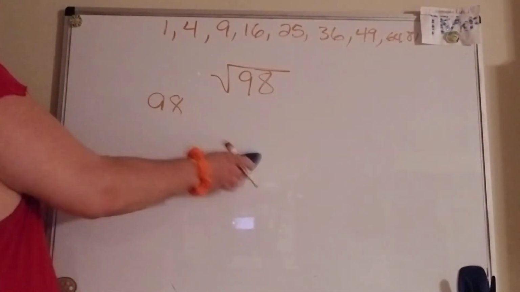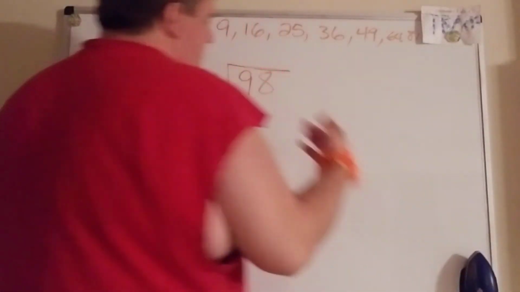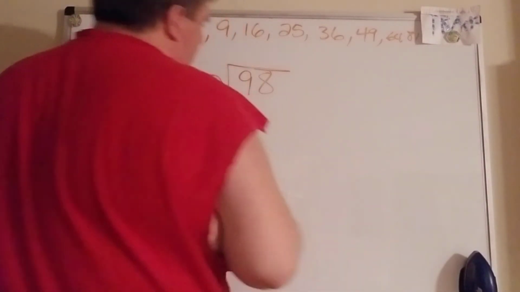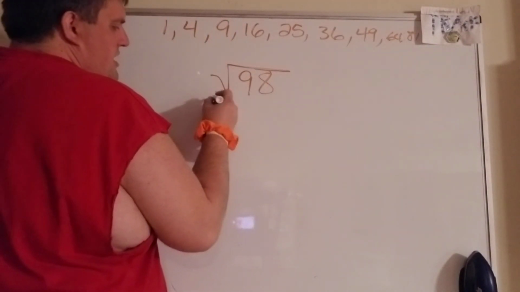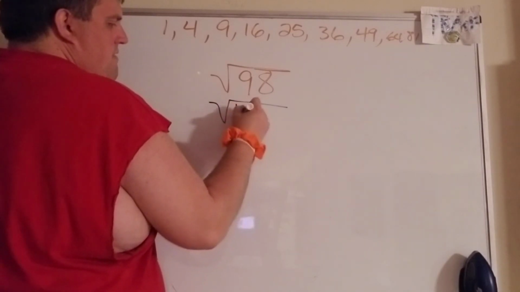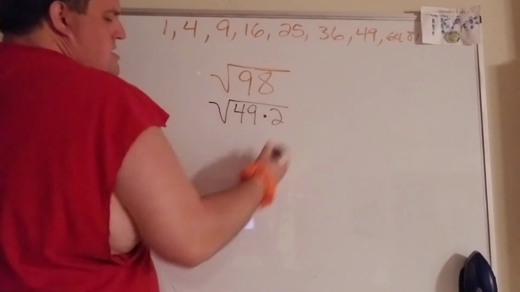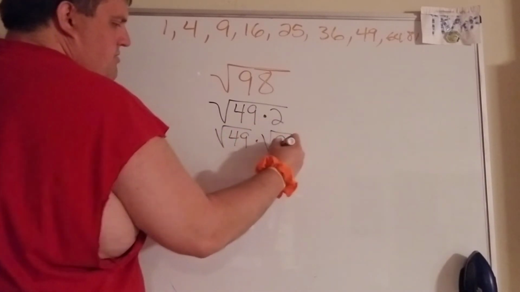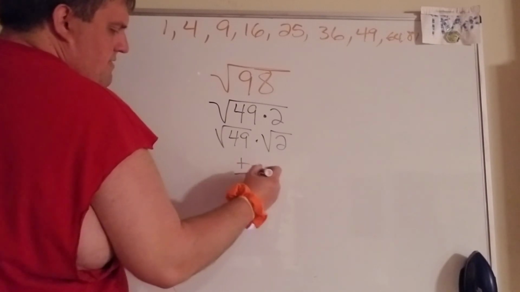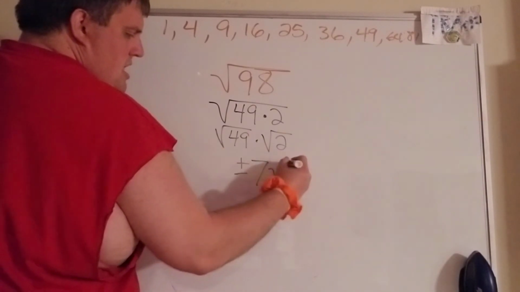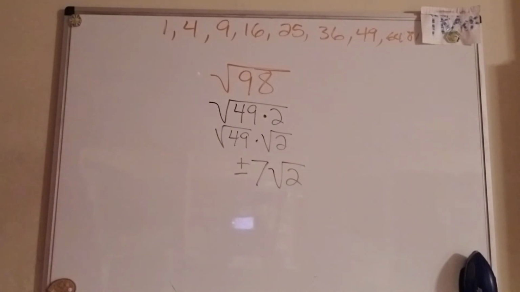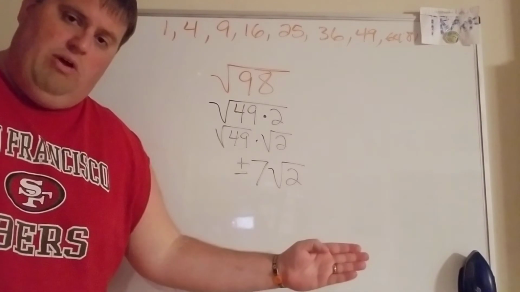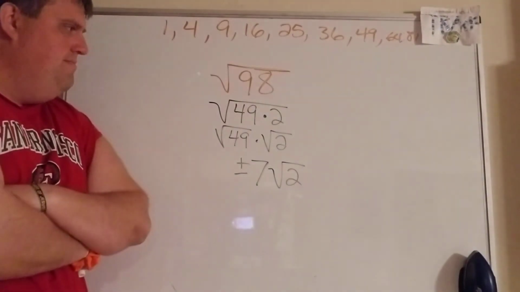Some of you are probably never going to do that, and you're just going to look for the perfect square that breaks down and go from there. So, for example, we just said that this is 49 times 2, and that is just the square root of 49 times the square root of 2. And the square root of 49 is positive and negative 7. And then we just leave the square root of 2 on the outside. And that is the quick way of how to break down square roots.